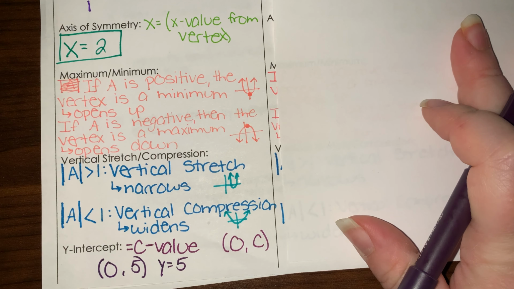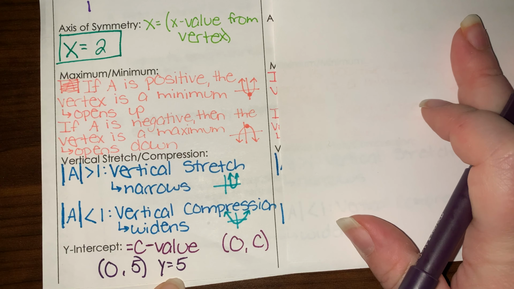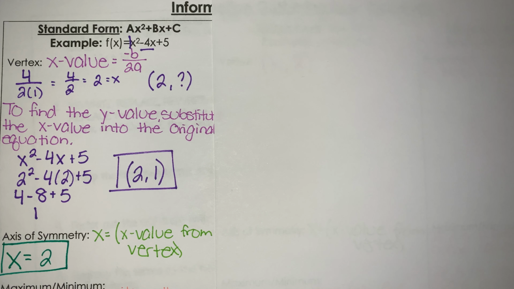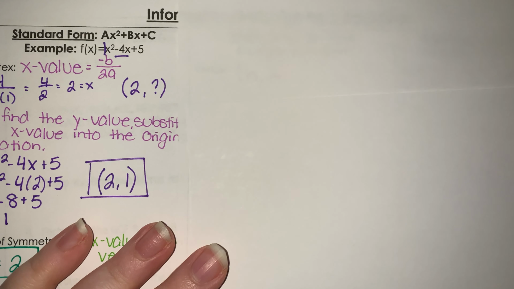Okay, so it looks like that. 0, 5, or y equals 5. So that's all the information that you can pull from your standard form. The next one we have is vertex form.